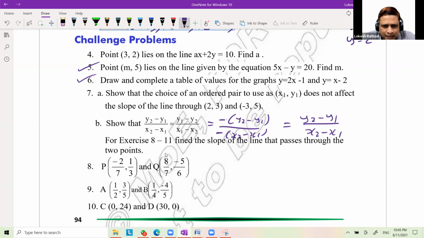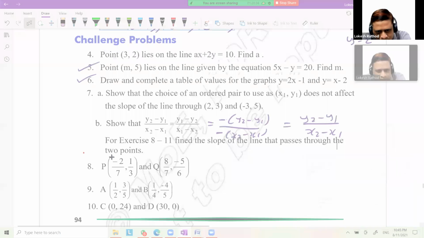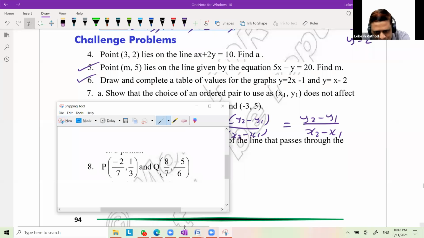Find the slope of the line passing through the two points. So I think we can do that. Okay. We'll do one or two questions from this. We have already done quite a few questions for this. So let's do one question involving fractions. Okay.